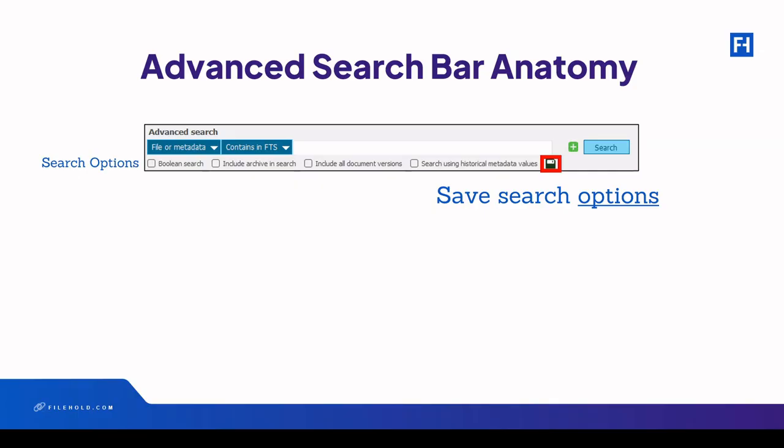With that diskette icon, you can save your search options. So whatever of these checkboxes are searched will then be executed whether you're doing a simple search or an advanced search. It's going to save those options for you. The big advantage of that is it means that the next time you run that simple search, you could include all document versions if that's important to you.